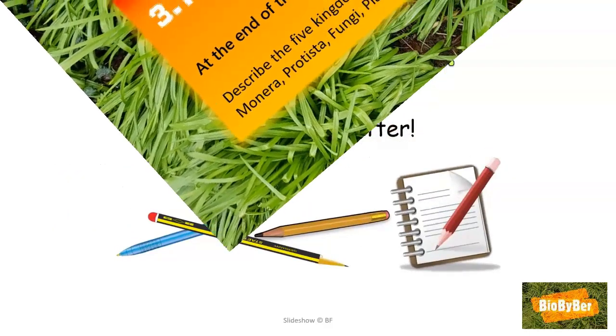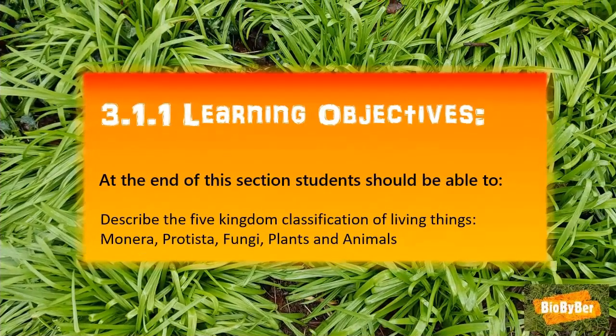Now that we have reached the end of our lesson, have we achieved our objective? Can you describe the 5 kingdom classification of living things? Monera, Protista, fungi, plants and animals.